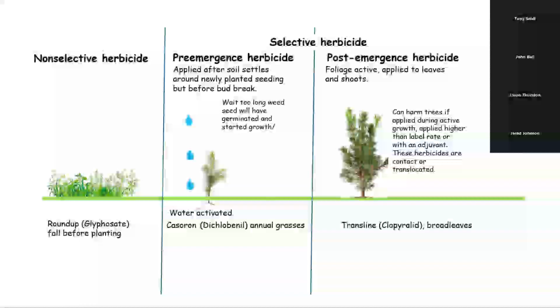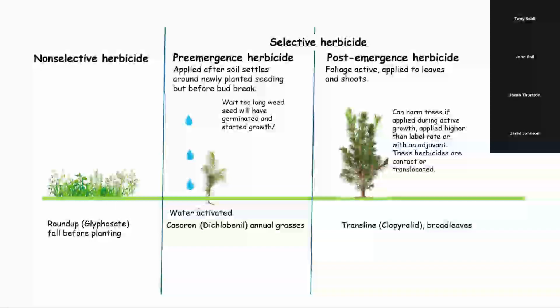But that phrase right below it, apply after soil settles, is very critical. And I'll show you some examples of what happens when you don't. A lot of these are water activated, of course, and Casoron, I'm just putting that down as an example of a pre-emergence. And then we have post-emergent herbicides. These are foliage active, can obviously affect root systems as well. They're typically those sprayed, applied to the leaves and the shoot.